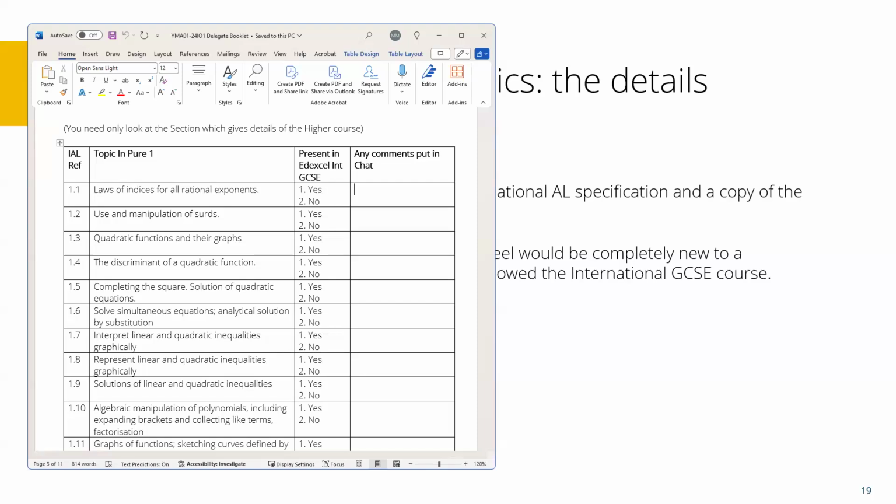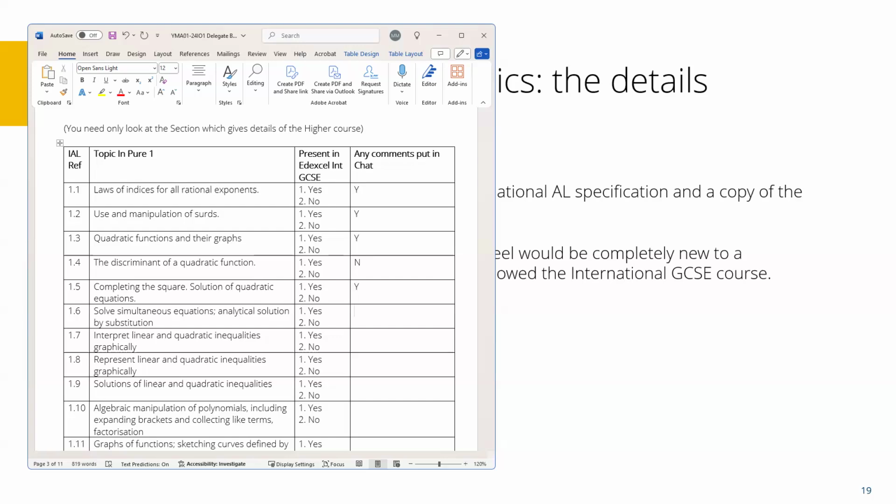Okay, so we're talking about the international GCSE and laws of indices for all rational exponents. That is a yes, it's in there. So it's in the international GCSE. Use and manipulation of surds, also yes. Quadratic functions and their graphs, that's a yes. The discriminant of a quadratic function, that's a no.